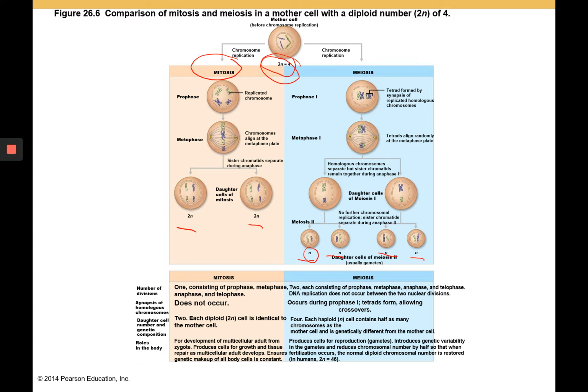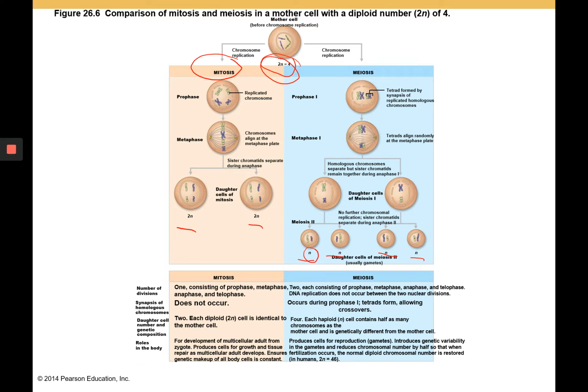So there is 1 division in mitosis, 2 in meiosis, no synapsis in mitosis, but that occurs during prophase 1 of meiosis, and we'll see that tetrads or homologous pairs line up and allow crossover. That introduces genetic variability. We get 2 daughter cells from mitosis, 4 from meiosis, so we'll produce haploid cells by the end of meiosis 2.